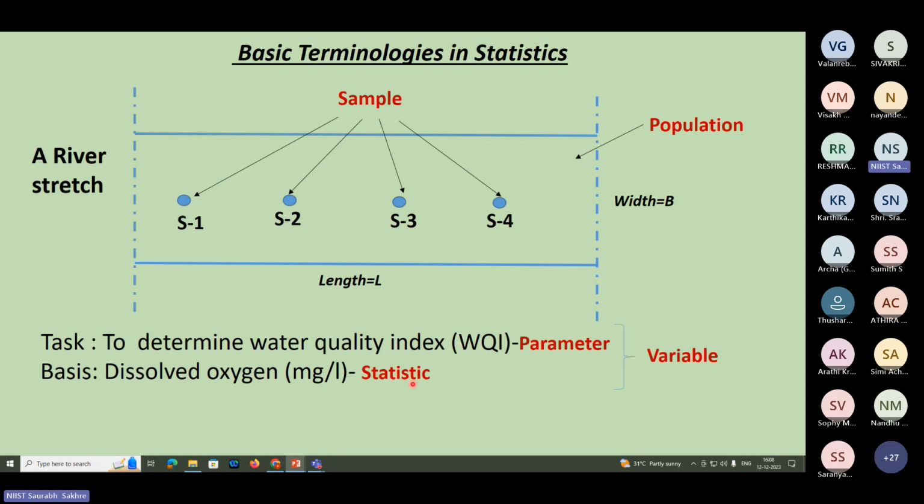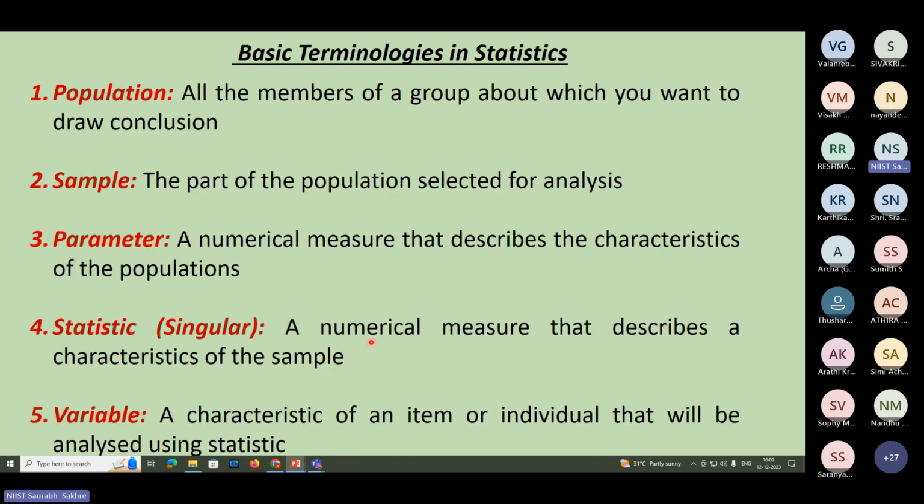One thing I would like to tell you is that in the last 10 to 15 years, we mostly only use the word parameter. We have almost mixed statistic and parameter. But keep this in mind: when you are doing analysis on a small chunk, that is called statistic. But when you are drawing a conclusion using that sample for a whole river or a whole population or a whole region, that time you will call it parameter. So I hope these four definitions are crystal clear to you: population, sample, parameter, statistic, singular.